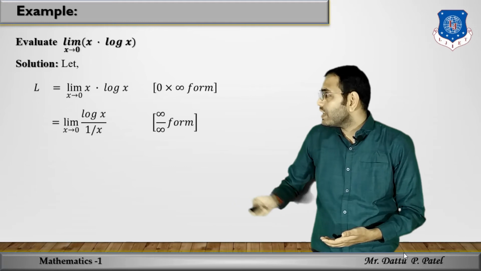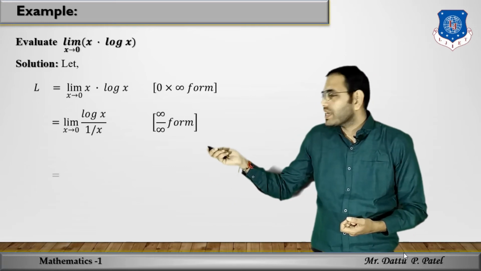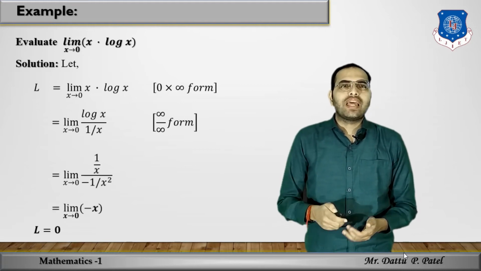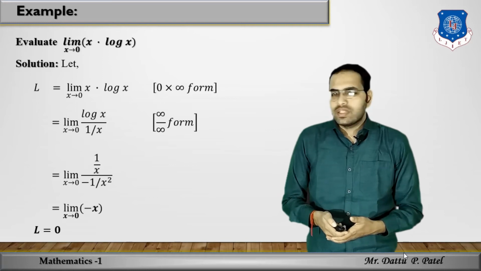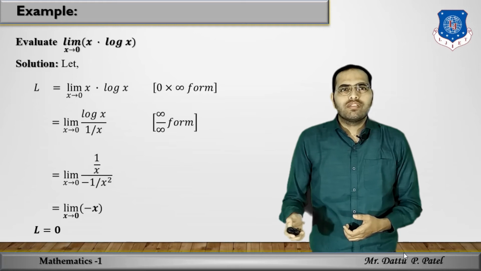Then applying the L'Hopital rule, the derivative of log x is 1 upon x, and the derivative of 1 upon x is minus 1 upon x square. Now simplifying that term, it becomes minus x. Then applying x as 0, it becomes 0, which is a finite value.